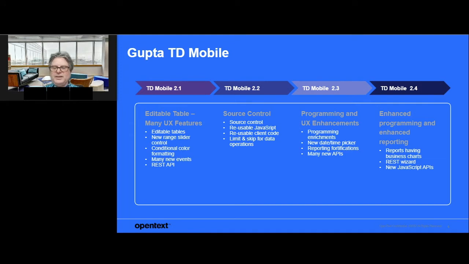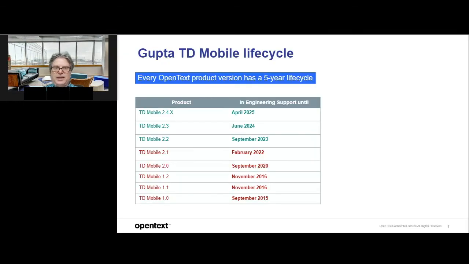For Gupta TD Mobile, this is what we had provided the past years. TD Mobile 2.1 with the editable table and many new UX controls. In TD Mobile 2.2, we added the source control features to support Subversion and Git into the product. In TD Mobile 2.3, we enhanced programming and the user experience. In TD Mobile 2.4, further programming enhancements and reporting enhancements. And just a quick update on the life cycle here again. The latest version, TD Mobile 2.4, has a life cycle until April 2025.